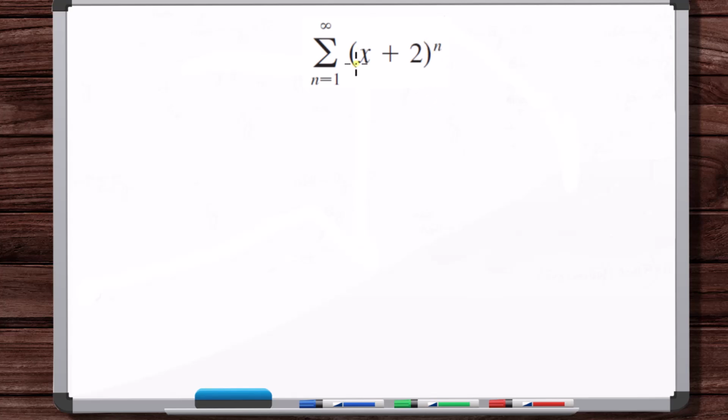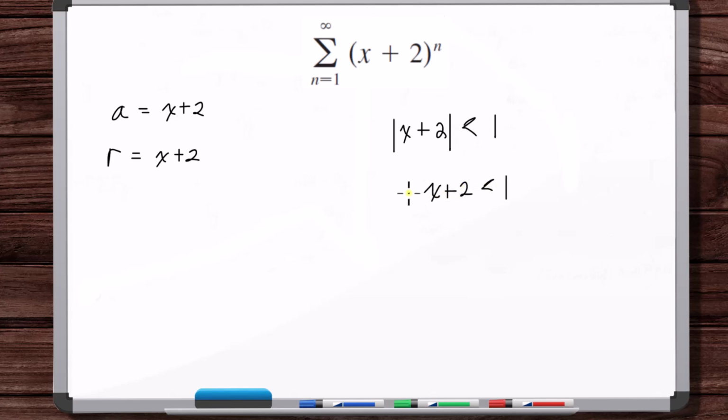Okay, this is a geometric series. If the absolute value of x plus 2 is less than 1, then we have a geometric series that converges. This is just a common ratio here. We start with x plus 2 when n is equal to 1. Then when n is equal to 2, we multiply this times x plus 2. Then when n is equal to 3, we multiply the previous term by x plus 2. Right? The common ratio is x plus 2. So, okay, absolute value inequality, subtract 2 from both sides.